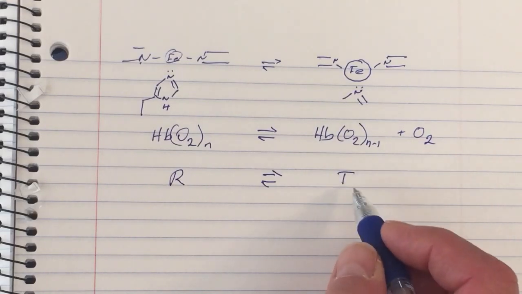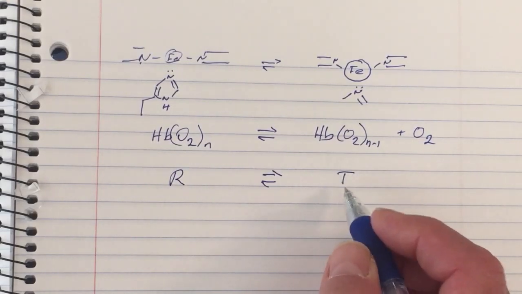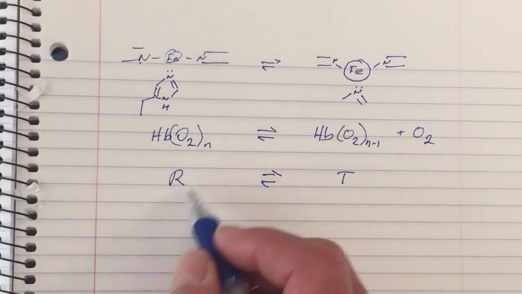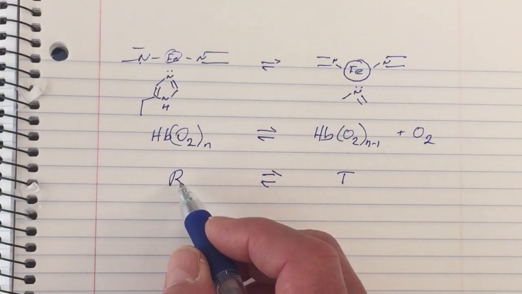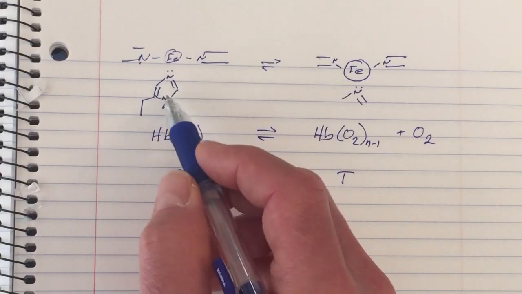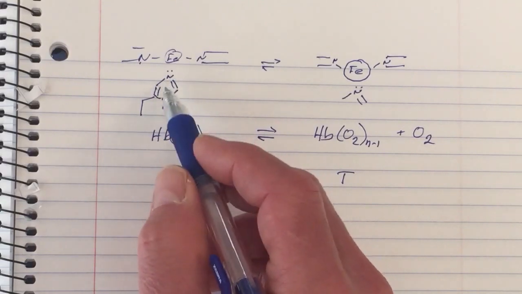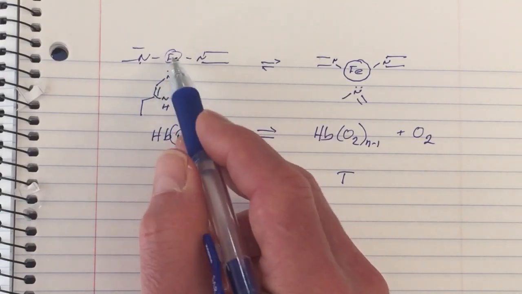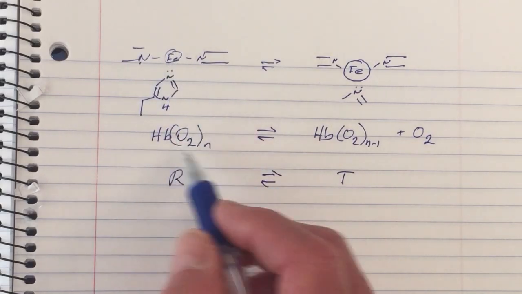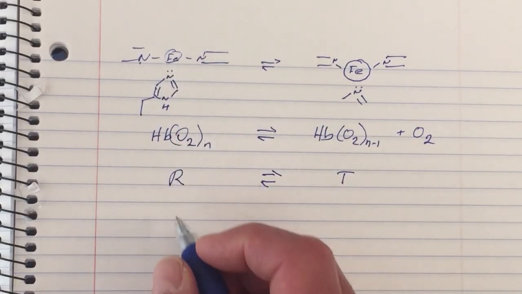We're preoccupied with this arm wrestling match with the salt bridges, but in the relaxed form, when we've broken those salt bridges, now we're free to reposition this proximal histidine, and that allows the iron to go into the plane, which favors the binding of oxygen.